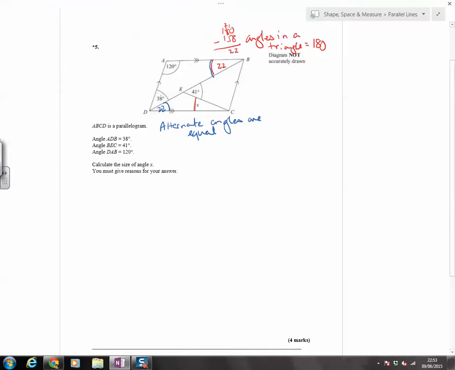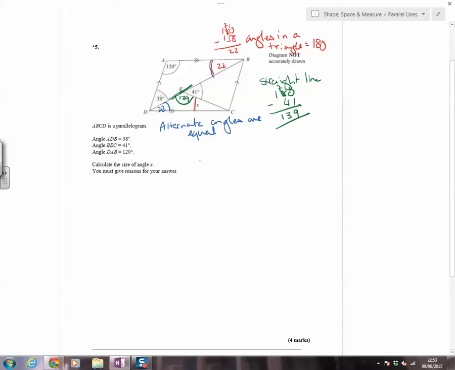Now I'm going to change my pen to green. We also know that this angle here has to be 139. Why? Because we have a straight line. Angles on a straight line add up to 180, and we know that there's 41 on there, so when we take that away we get 139.